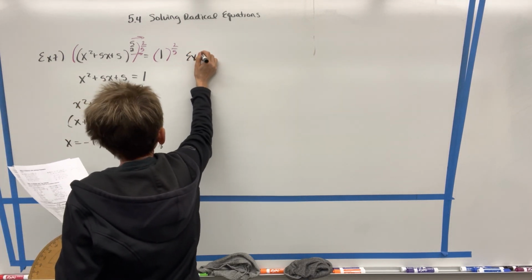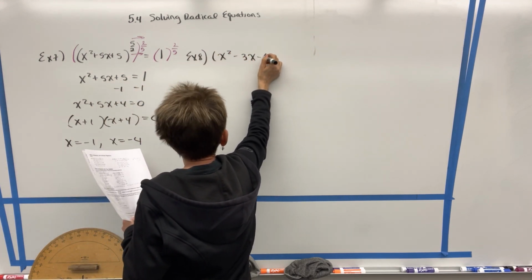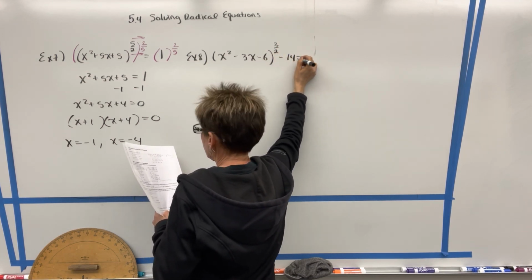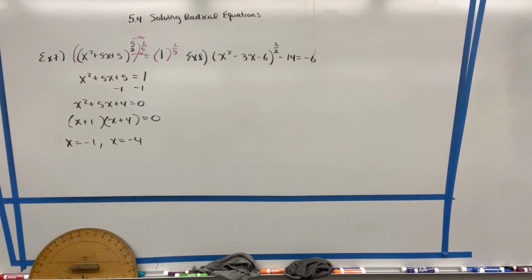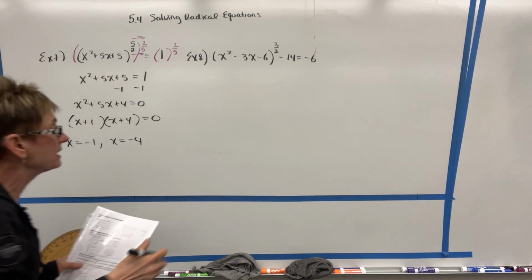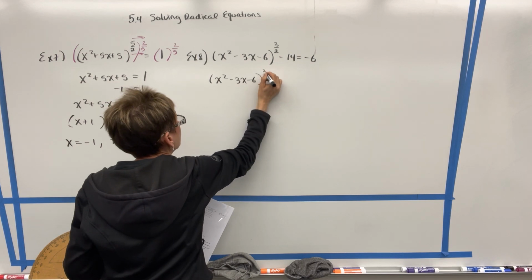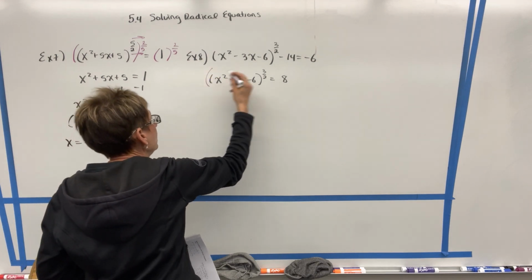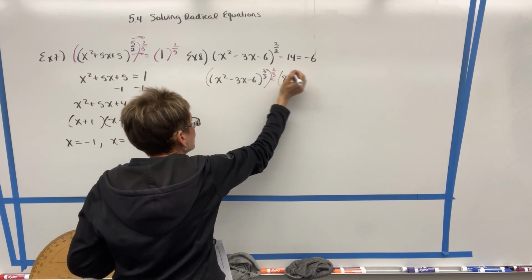All right, let's take a look at example 8. So I've got x squared minus 3x minus 6 all to the 3/2 power minus 14 equals -6. We're going to follow, again, the same steps that we did before. We do want to isolate our radical or our rational exponent. So we want to add 14 to both sides here. And then I need to raise both sides to a power that will make the exponent become 1 here. So we're going to use the reciprocal and use 2/3.